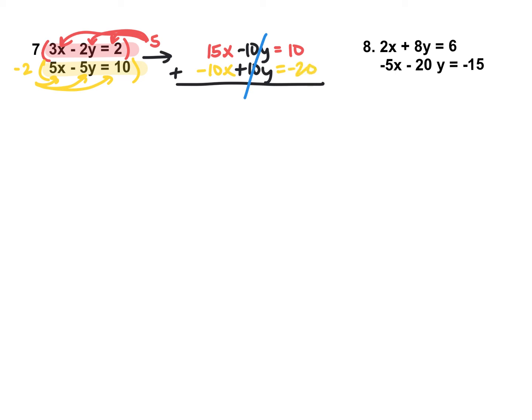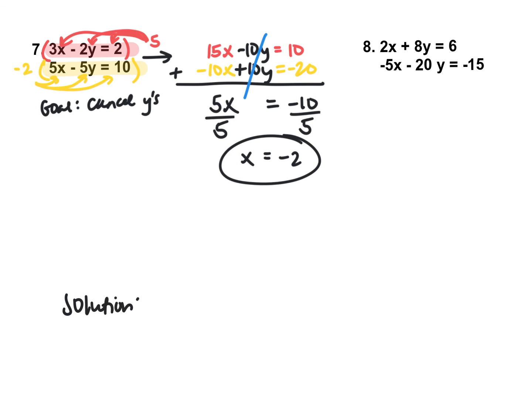So that's kind of the thinking process that we're going through. And remember, our goal is to cancel the y's. So now when I add the equations downward, I get 5x equals negative 10. And look at that, I can divide by 5 on both sides. So x equals negative 2.